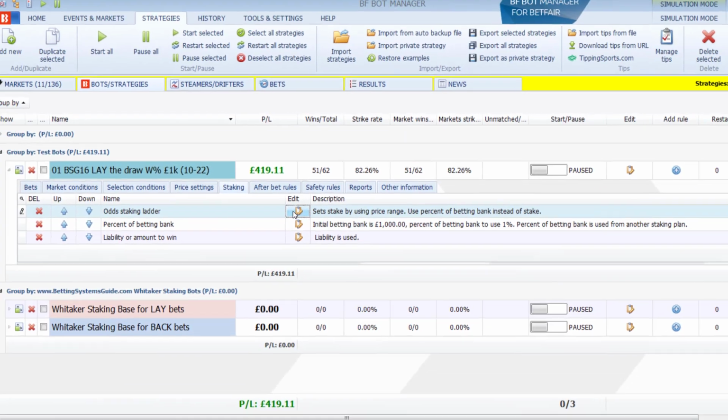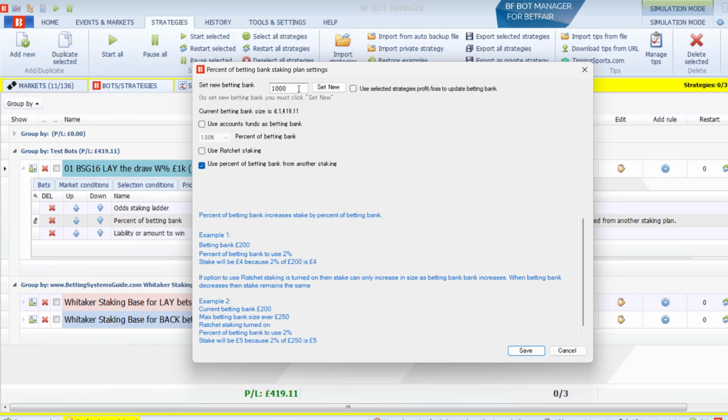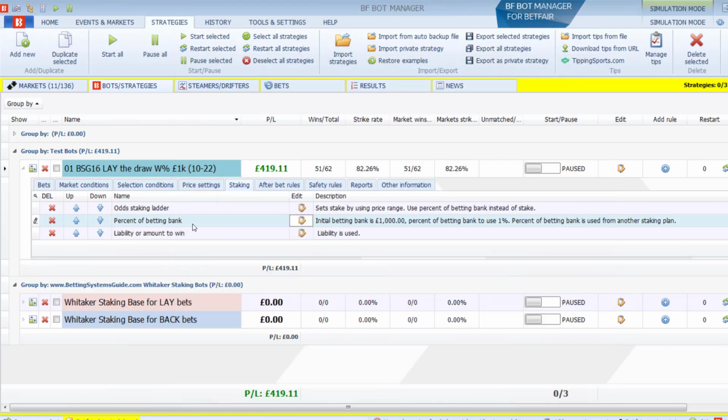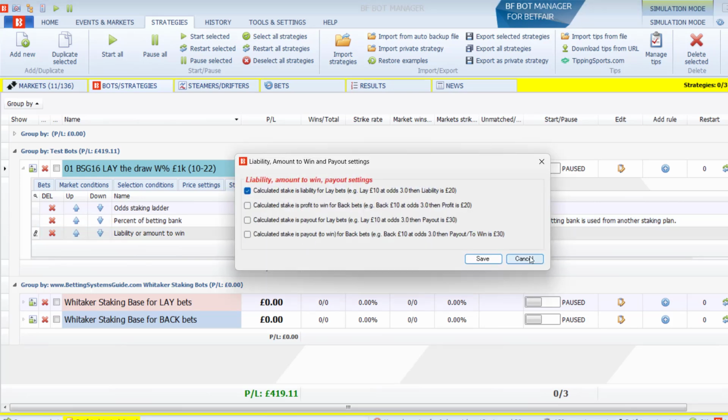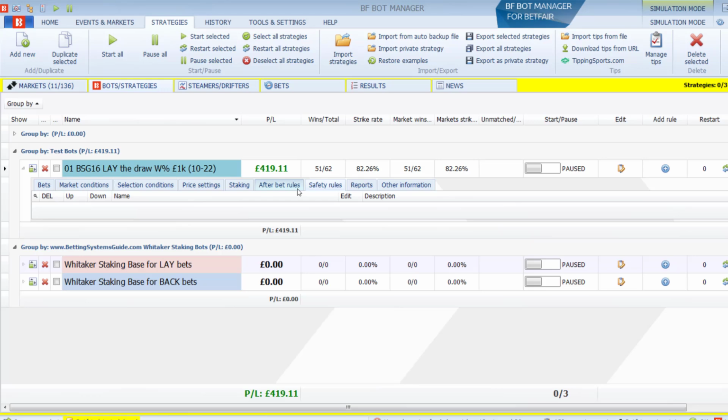So in this bot, I'm using the odds staking ladder to input the Whitaker Staking settings, and then I've got a percentage of betting bank going, and I've told it to use a percentage of betting bank from another stake, which is the odds staking ladder. And please note the percentage of betting bank should always come after the odds staking ladder. And I've also told it to use liability or amount to win, because the number in the odds staking ladder is the amount we want to risk. That's how much we're betting. There's no after bet rules, there's no safety rules, that's it. And I switched this on October 22nd with a 1000 bank, and it's gone up 41%, just been very nice and smooth.